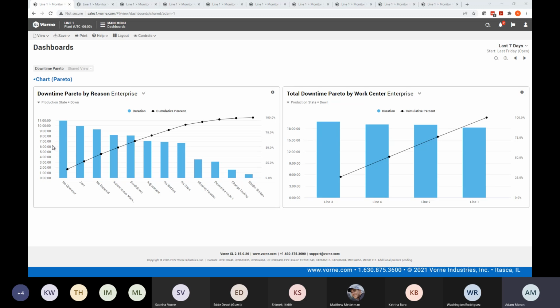Now we're going to compare that to our second Pareto chart here, which is our Pareto of downtime at work center. In this case, we can see that almost all of the work centers have very, very similar cumulative downtime events. And that's going to allow us to understand that we need to be focused on the reasons as opposed to the work center.